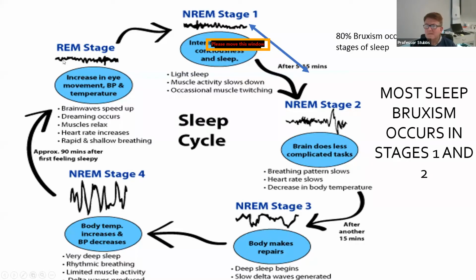So REM is the dreaming part of sleep. The deeper part of sleep is important because during that time frame we generate some growth hormone, which is important for body repair. And the lighter stages of sleep is really when you're starting to close your eyes, probably for the first 20 to 30 minutes. Interestingly enough, about 80% of bruxism tends to occur in lighter stages of sleep.